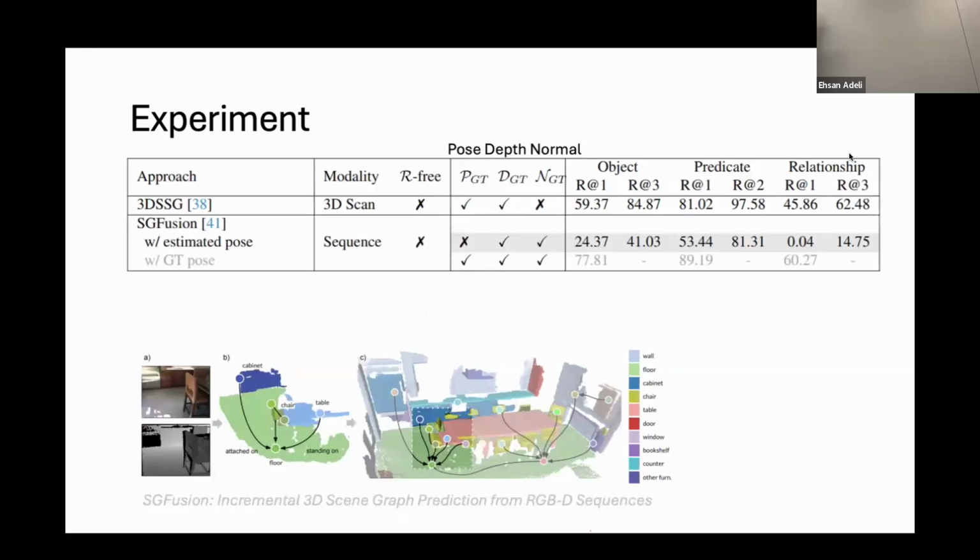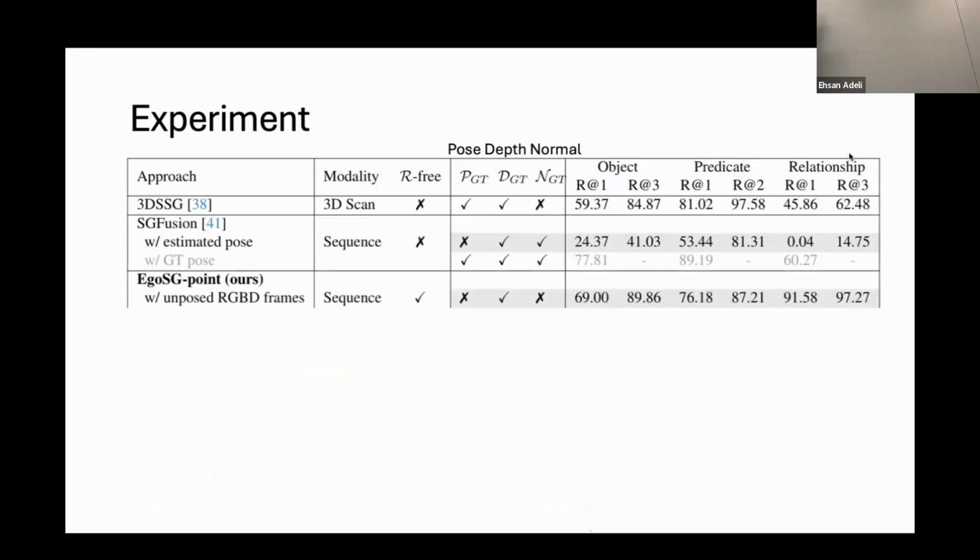The next baseline is the scene graph fusion. Although it would take the sequence as input, it would still require the SLAM technique to perform the incremental scene reconstruction for the final scene graph prediction. During our preliminary study, we observed its high reliance on the ground truth poses, and its performance would largely drop when it's shifted into the estimated poses.